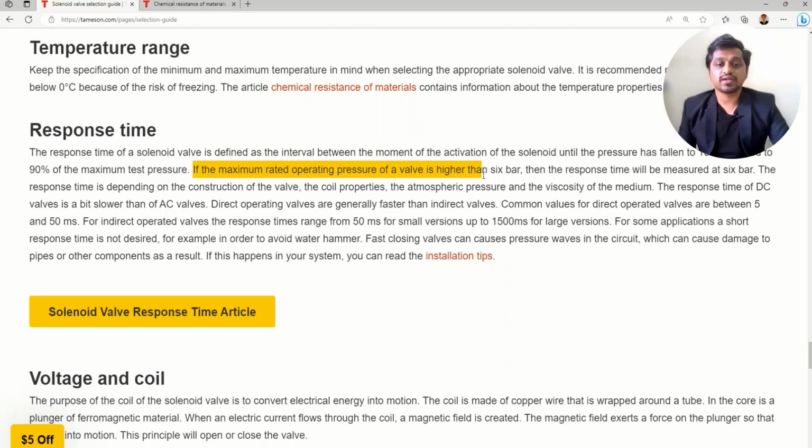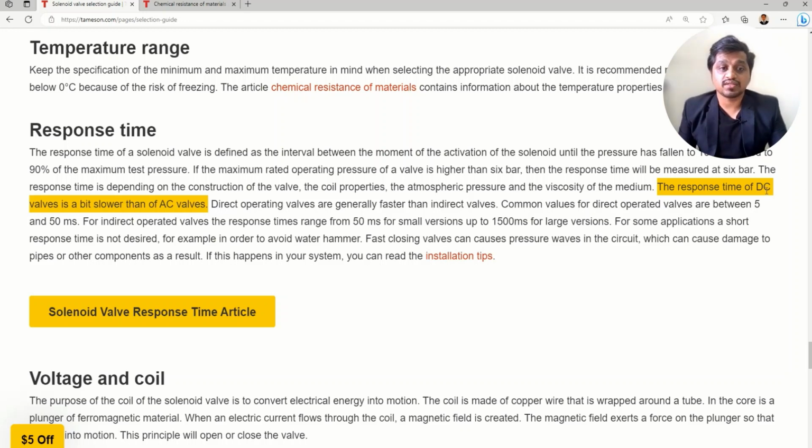If the maximum rated operating pressure of the valve is higher than 6 bar, then the response time will be measured at 6 bar. So these are some guidelines on how it is calculated, right? The response time of a DC valve is a bit slower than that of an AC valve. Again, based on AC or DC, the response times are different, right?